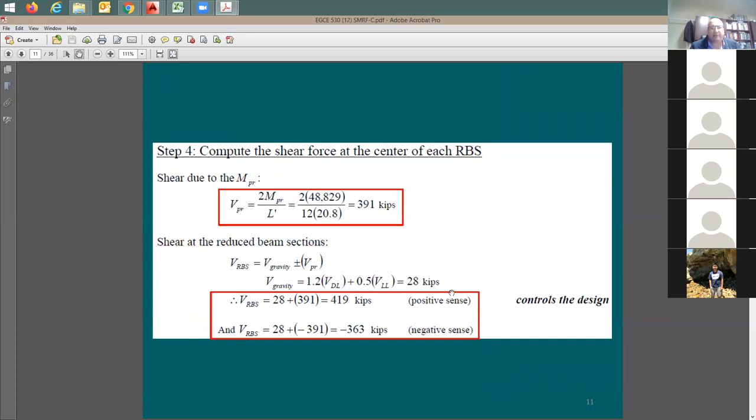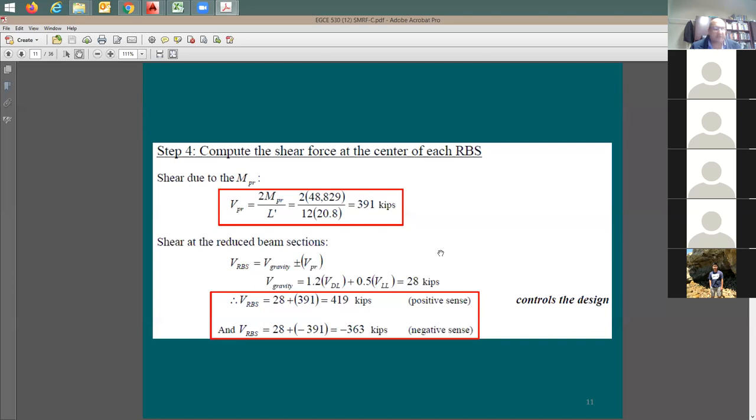So someone's gonna say, well, this may be like 7-8%. I would include it. Some people just say ignore it, provided that I'm gonna have a stronger beam at the end when I do the shear check. So usually we include it. We don't ignore any of that.